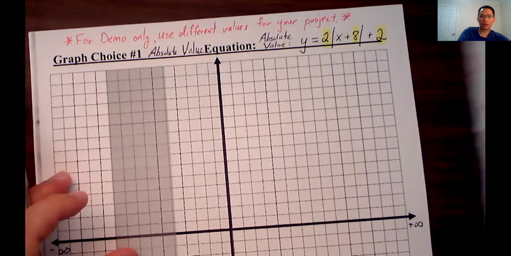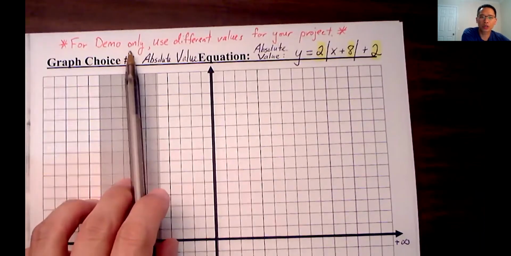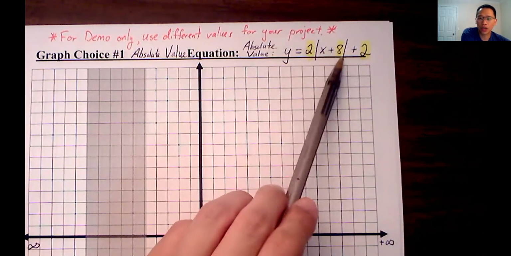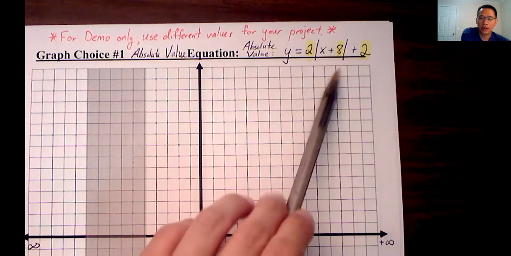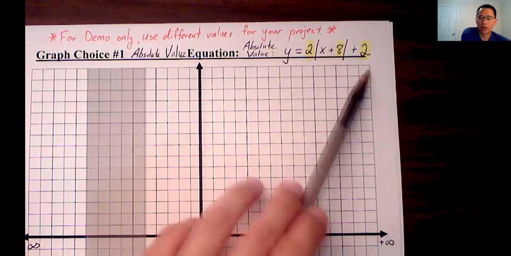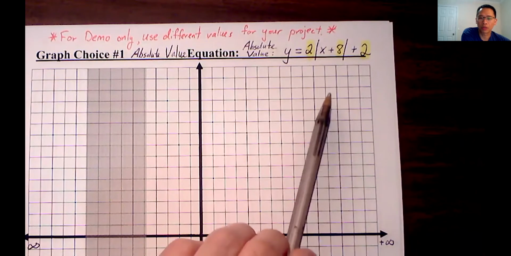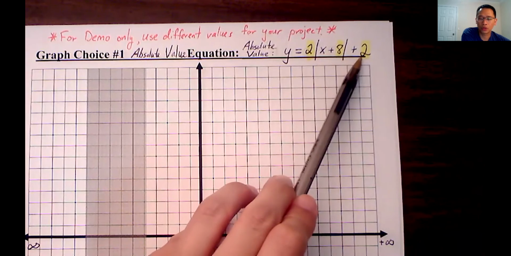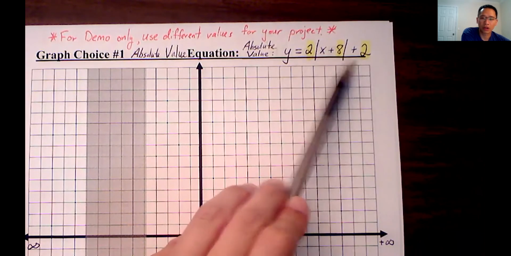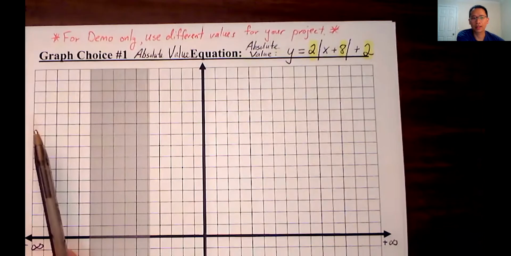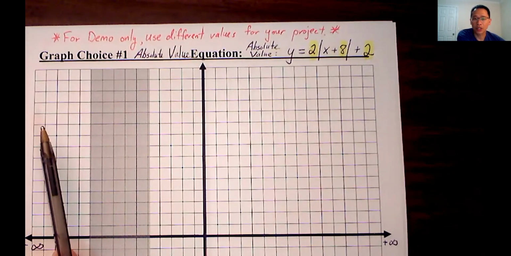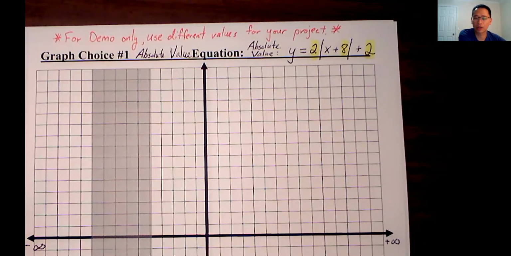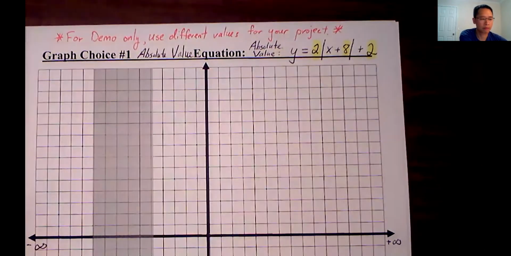Let's do one together. This is for demonstration only. You're going to be using different values for your project. So make sure that you don't use these values I'm using. If you do, you're going to have to redo it, because these are values just for the demonstration. If you want to choose -1, 2, or 5, that's all fine. But just remember this is for demonstration purposes, and you're going to have to choose different values for your project. It can't look exactly like this one.